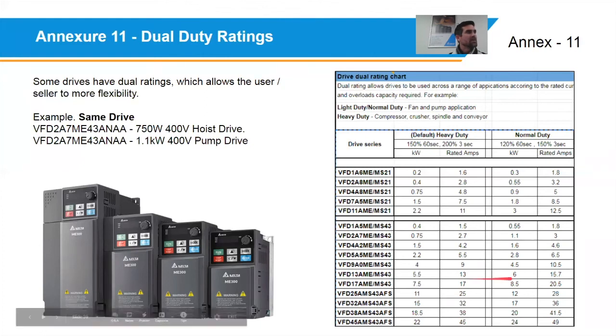I'll carry on until we get maybe a clearer question, or my lack of understanding maybe. So we'll carry on with the heavy normal duty. It's important to note that the ME and MS has an alternative duty, and that alternative duty has actually a higher rated current than the original or the default duty that is advertised.